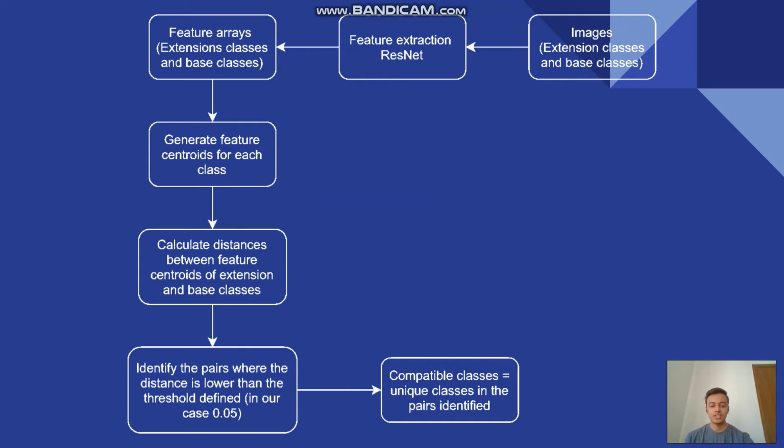So, as seen here, we take all the images inside the extension classes as well as the base classes. For example, if there are 120 images for the classes, we'll have all of those images in every single class. And then we pass a feature extraction step over it. This is achieved by running the images through a ResNet 152 model and extracting the vector after the average pooling layer. This gives us a feature vector of length 2048.